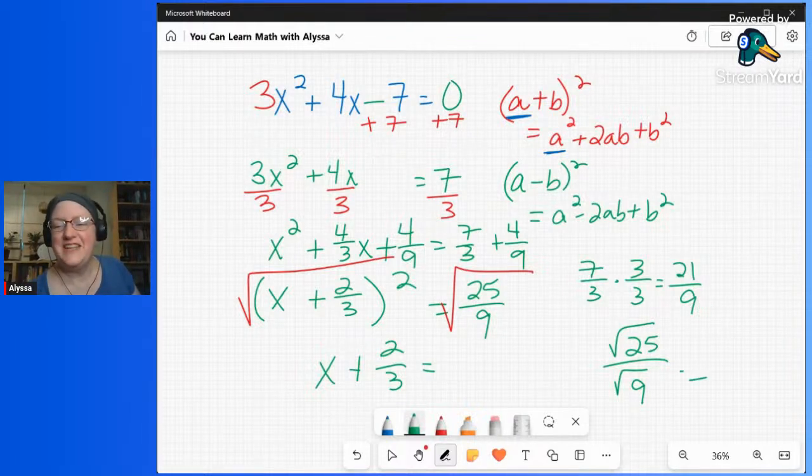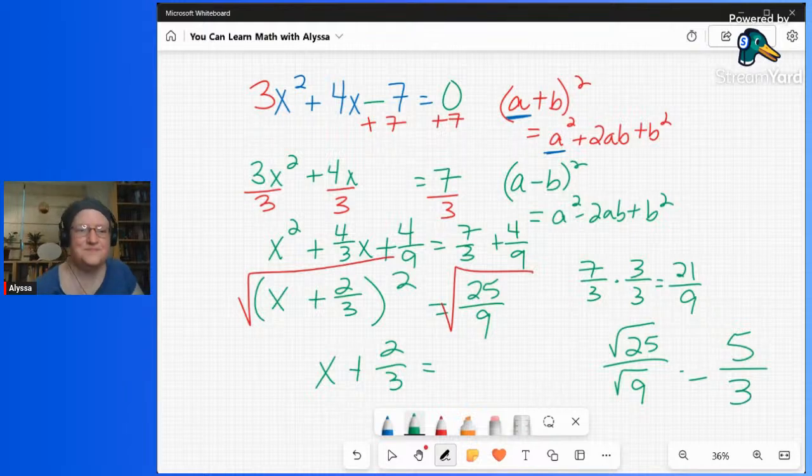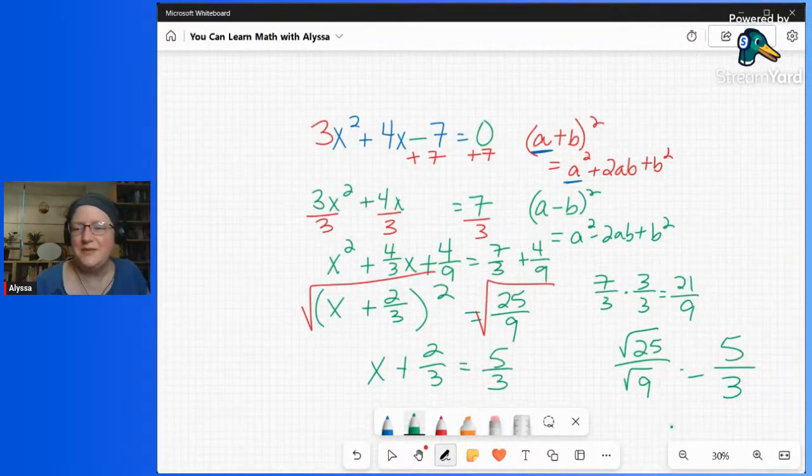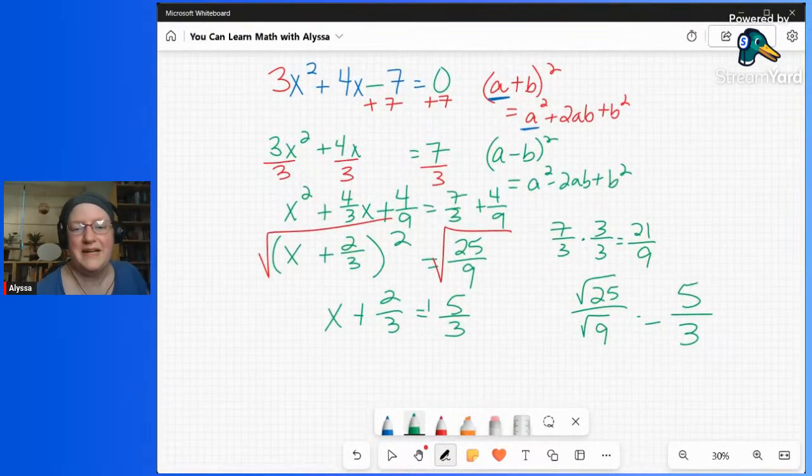So the square root of 25 is 5. The square root of 9 is 3. If this had been a perfect square on top, but not on bottom, you would have had to simplify using those radical rules where you have to get rid of the radical in the denominator. That's a different topic. But yes, you would have had to do that, if anyone's wondering. All right, so 5/3. So x plus 2/3 equals plus or minus 5/3.